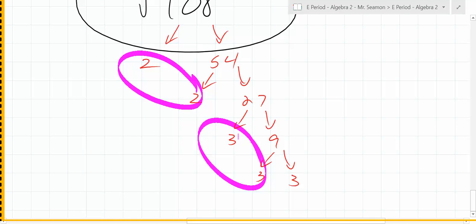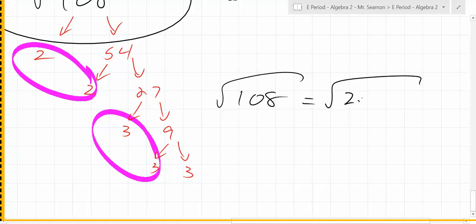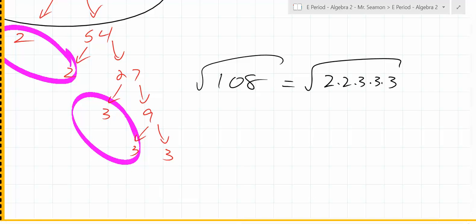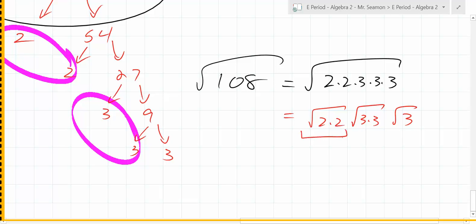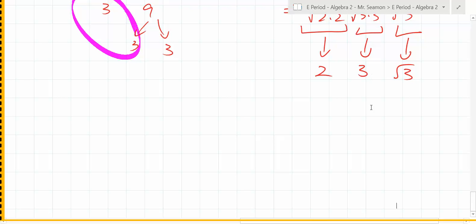Only thing that changed was the... Okay, so I'll show you again. So we now know what this tells us is that the square root of 108 is the square root of 2 times 2 times 3 times 3 times 3, right? Yeah. Well, that's the same thing as the square root of 2 times 2 times the square root of 3 times 3 times the square root of 3. What is the square root of 2 times 2? 2. Square root of 3 times 3? 3. And this stays the same, right? What's 2 times 3? 6. So you multiply one part of each pair.